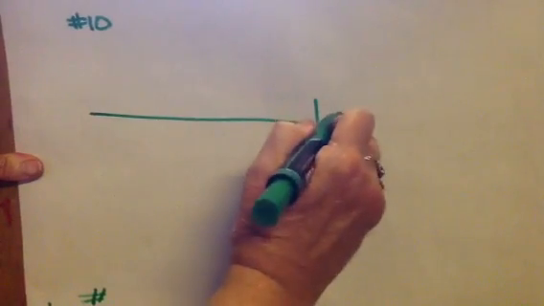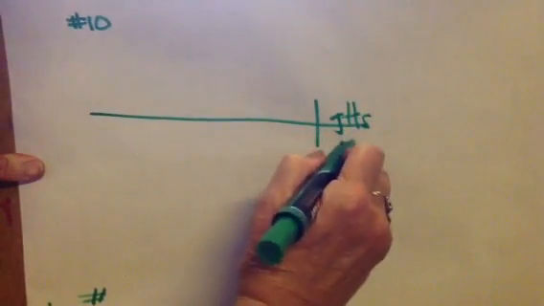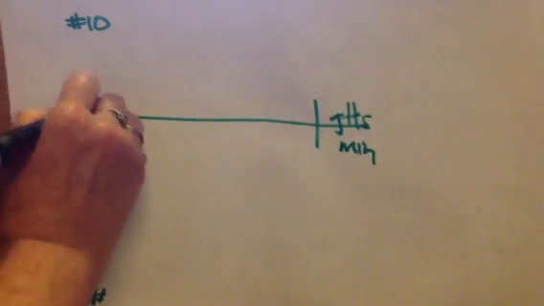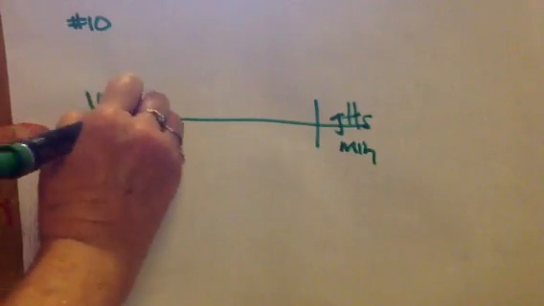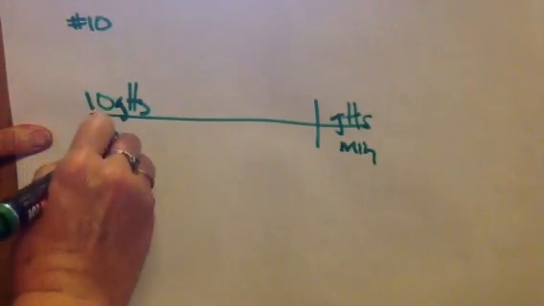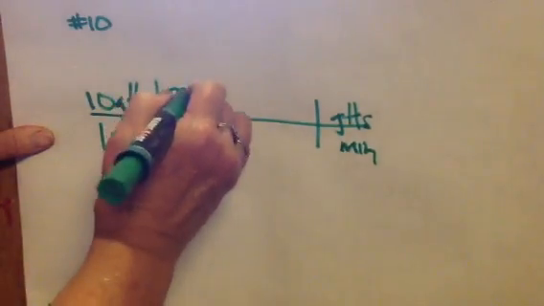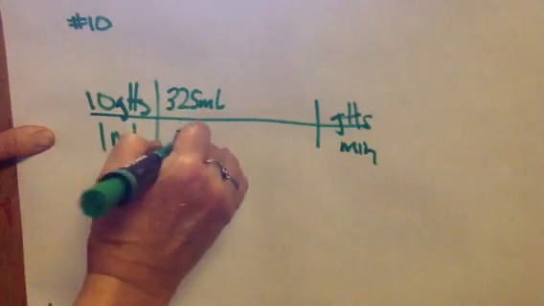Okay, number 10. On number 10, same thing. We have a drop factor of 10 drops per mil this time, and we're wanting to know how many drops per minute to give. So we have our drops per minute. GTTS is drops. We have 10 drops, equaling 1 milliliter. We're wanting to give 325 milliliters over 3 hours.